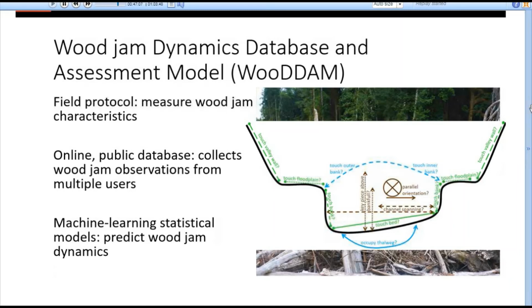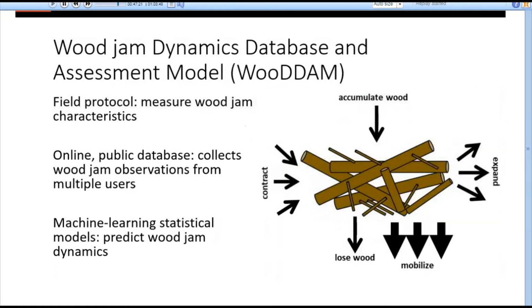Now, this database collects information about wood jam characteristics and dynamics, and it feeds these machine learning statistical models that can predict how wood jams will change through time. Basically, trying to tell us if we know what a wood jam looks like, what is the probability of that jam, say, mobilizing downstream during the next bankfull flow, or accumulating wood, assuming there's some sort of wood supply from upstream.